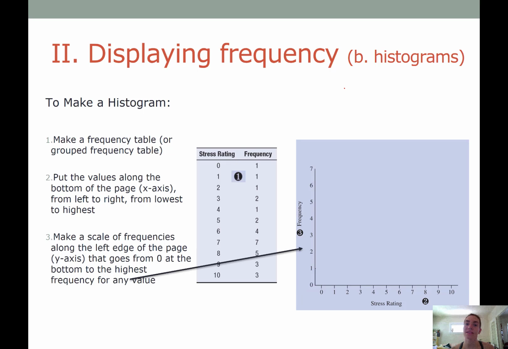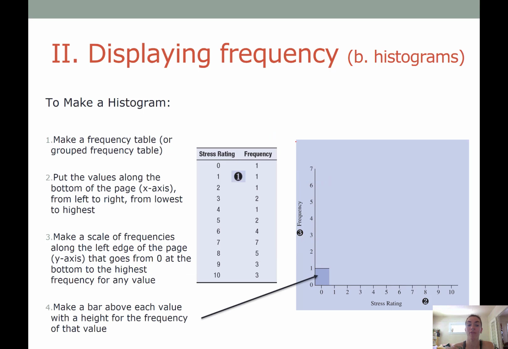And the next step is to create our y-axis, or the vertical axis. And the vertical axis will represent the frequencies. So this should go from 0 to the highest frequency that showed up in our table. So if we look at this column here, you see that the highest frequency is 7. Okay, so we make sure that our y-axis here goes up to at least 7.